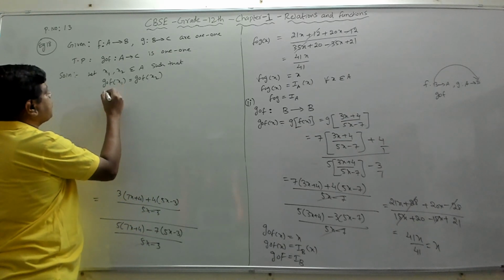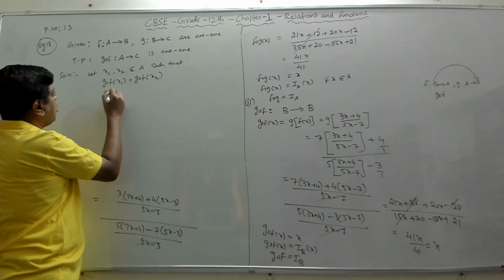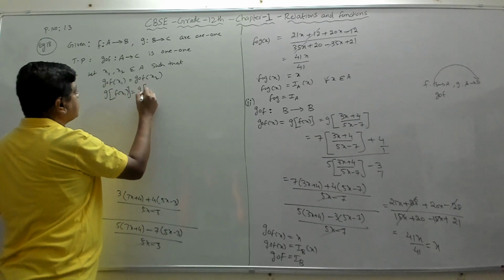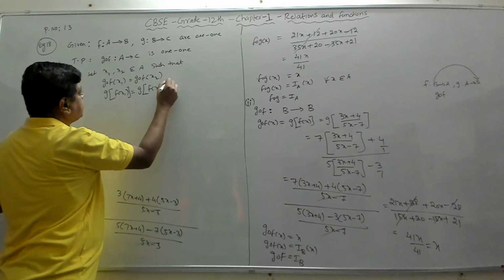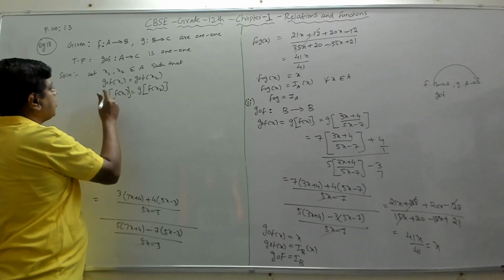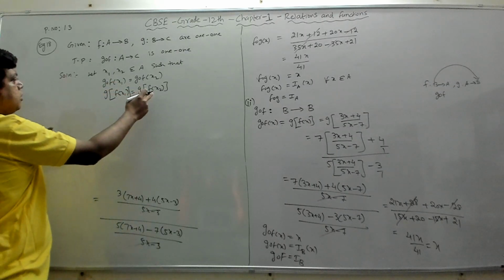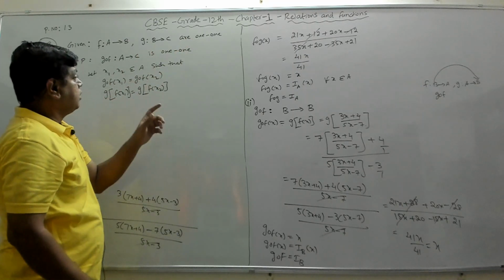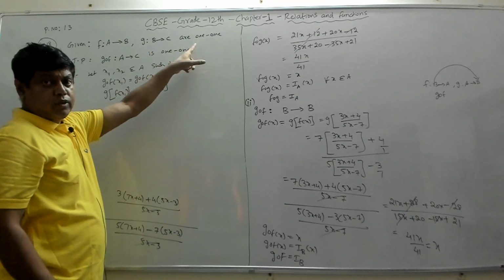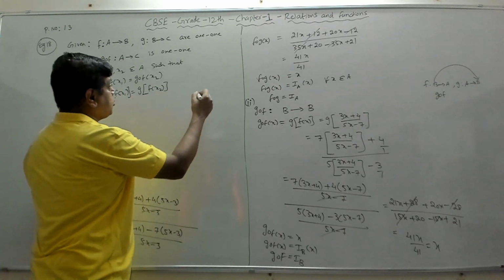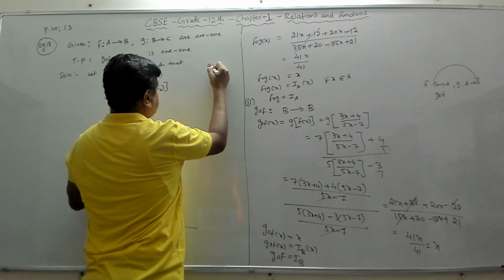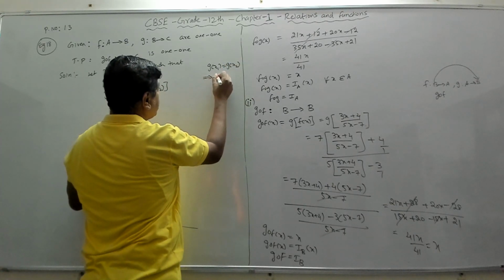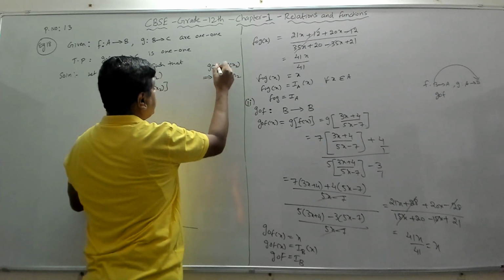Now, g of f of x1 means what? As per the definition, g of f of x1 equal to g of f of x2. Now, g is a 1 to 1 function, that is given. So whenever a function is 1 to 1, suppose g is 1 to 1, then g of x1 equal to g of x2 means you can immediately say this implies x1 equal to x2, if g is 1 to 1.